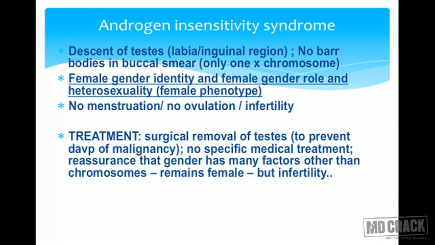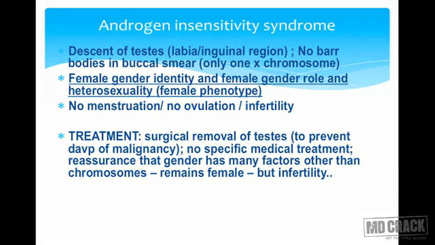Next, what happened to the testes? The testes descended, and the testes probably came to the labia or came to the inguinal region. And probably this could be the reason the patient came to you with a complaint of swelling in the inguinal region. If you examine the patient, there are no Barr bodies in the buccal smear. There is only one X chromosome.